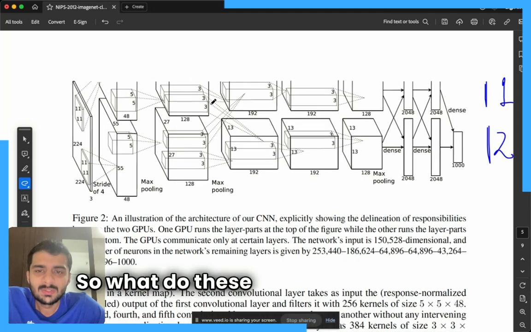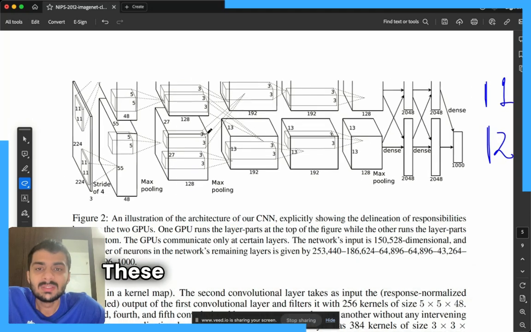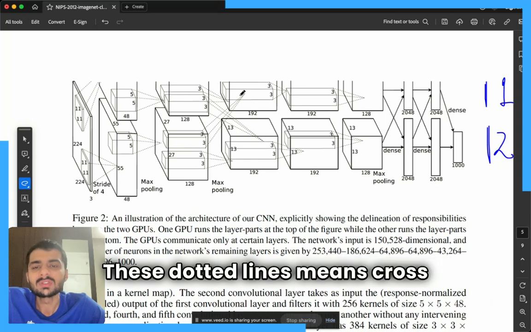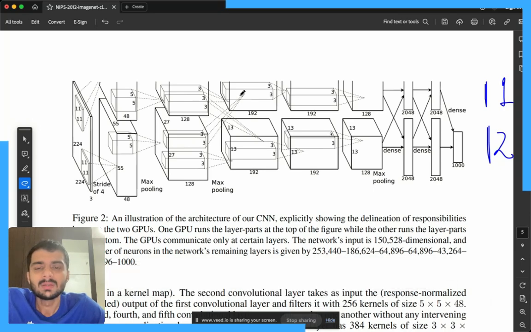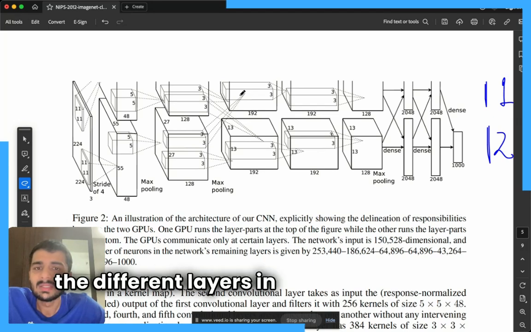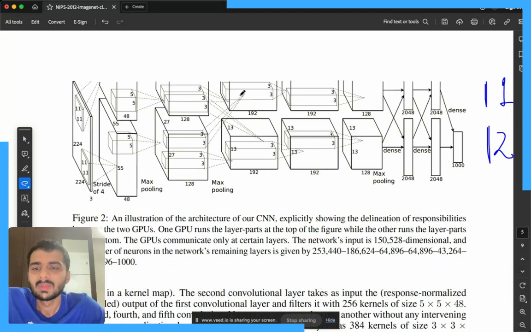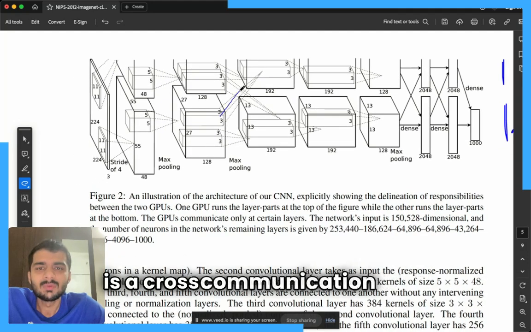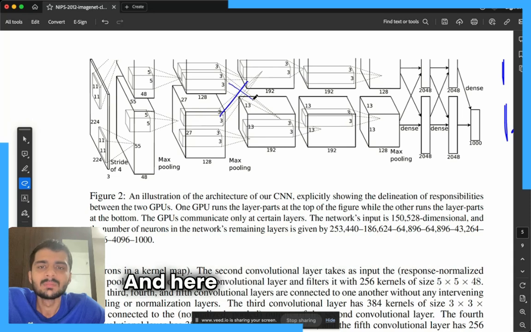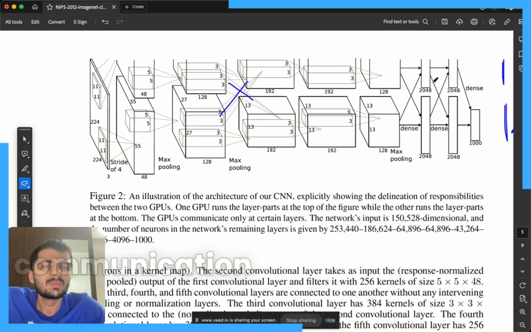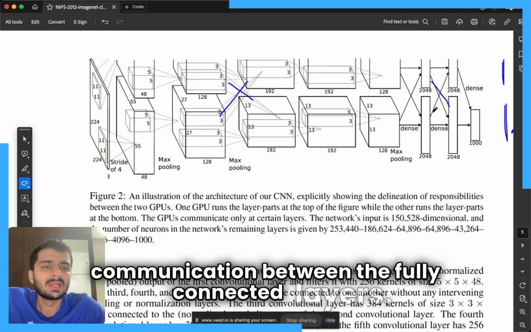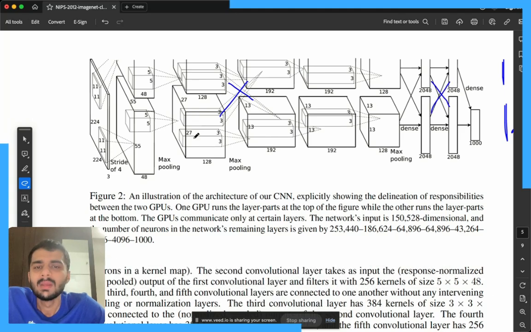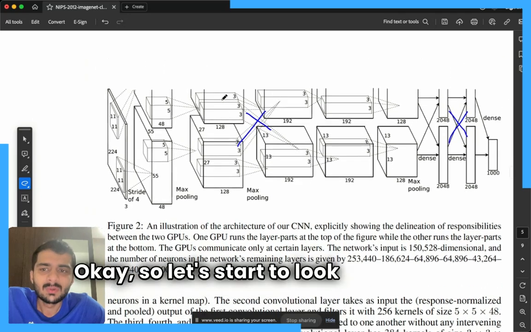So what do these dotted lines mean? These dotted lines mean cross communication between the different layers in the different GPUs. Okay, so we'll have a look at that again. For example, you can see there is a cross communication here and here. There is also a cross communication between the fully connected layers. Okay, so let's start to look at all these things.